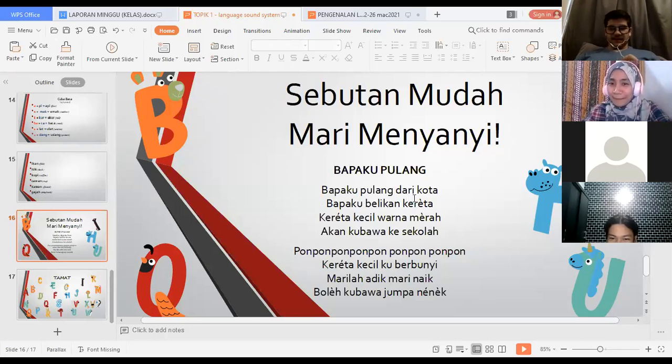Bapakku pulang dari kota, bapakku belikan kereta. Kereta kecil warna merah, akan ku bawa ke sekolah. bawah. Wait. You're so excited now. Okay, akan ku bawa. Yes. Akan ku bawa. Ke sekolah. Yes. Pon. Kereta kecil ku berbunyi. Marilah adik, mari naik. Boleh ku bawa jumpa nenek.